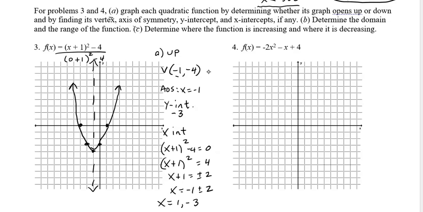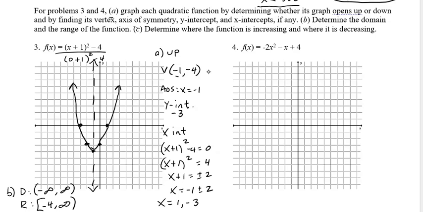And then part B says the domain and range. So I'll just put this down here. Domain is always the same. It's just all reals. The range, however, it starts at -4. And then it's going to continue to go up from there toward positive infinity.